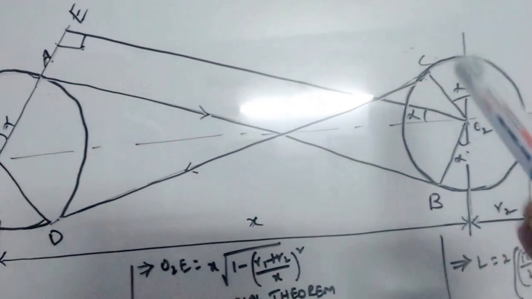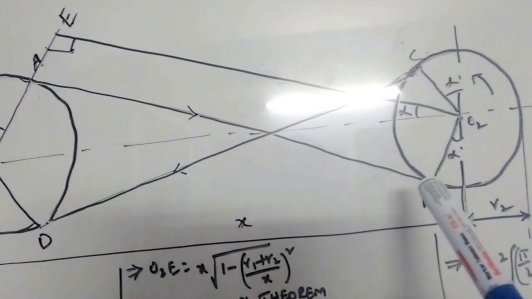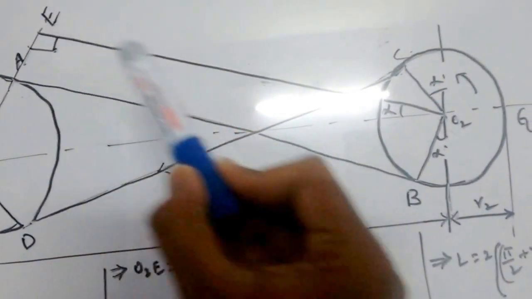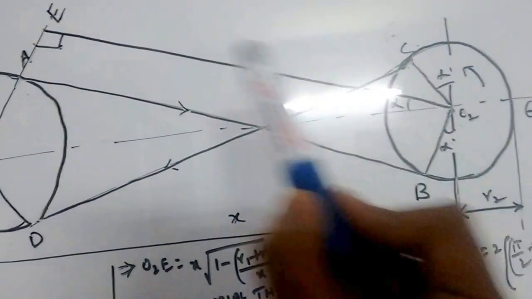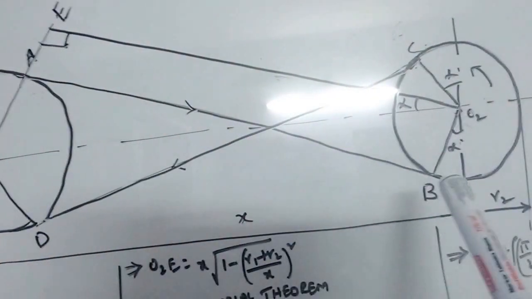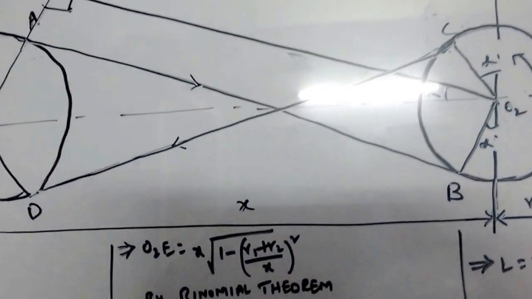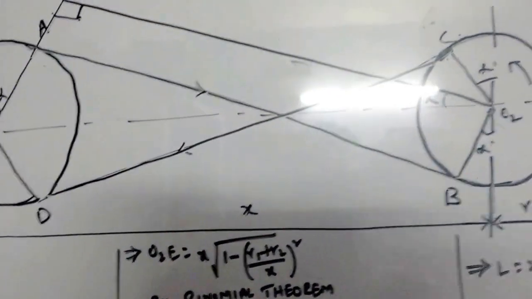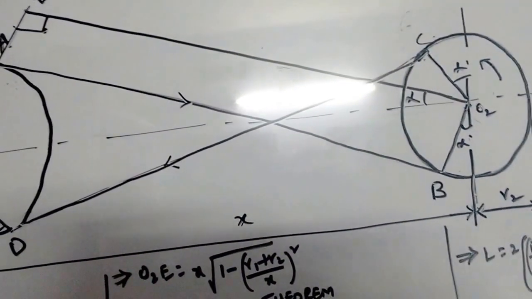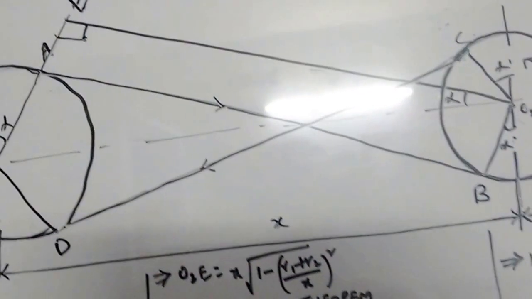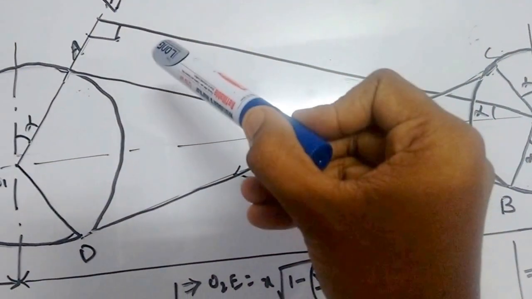Now let us draw a line parallel to BA that passes through point O2. That is, let us draw a line O2E which is parallel to AB. From the geometry of the figure we can observe that O2E is perpendicular to O1E.